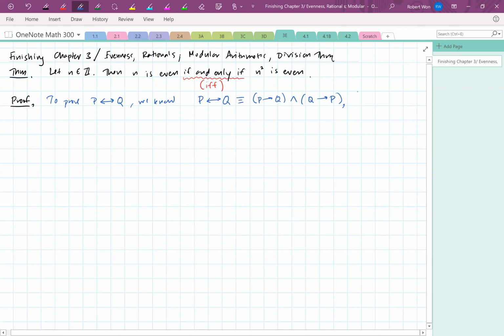So we can prove each direction separately. If you prove that one direction and the other direction are both true, it proves the if and only if. Okay, so as always, it's nice to give your reader a little bit of a hint as to what you're doing. So I need to prove if n is even, then n squared is even. So suppose n is even.